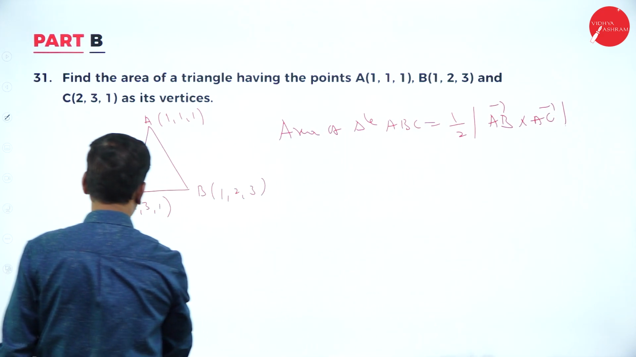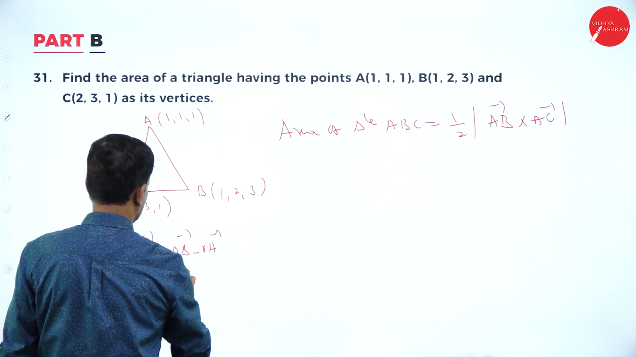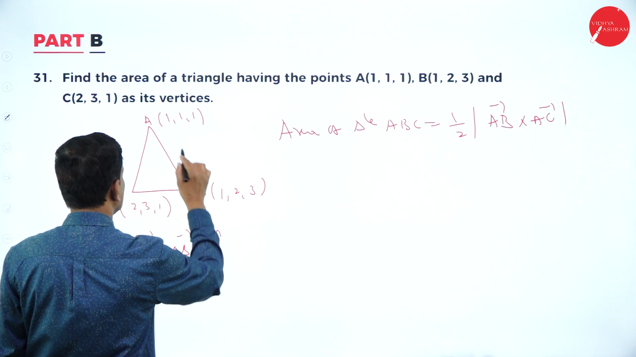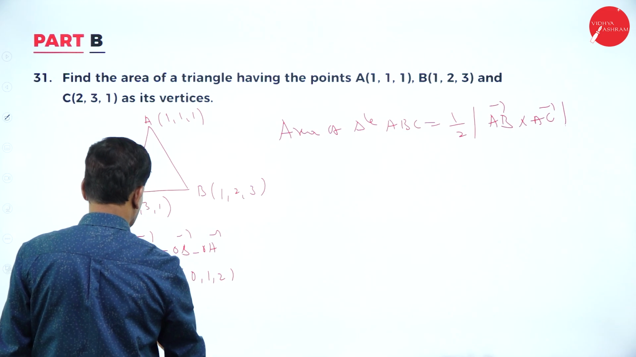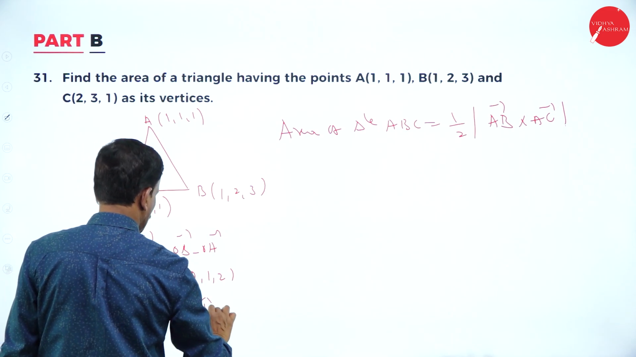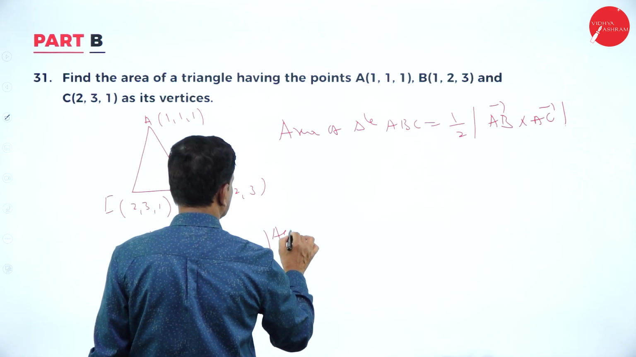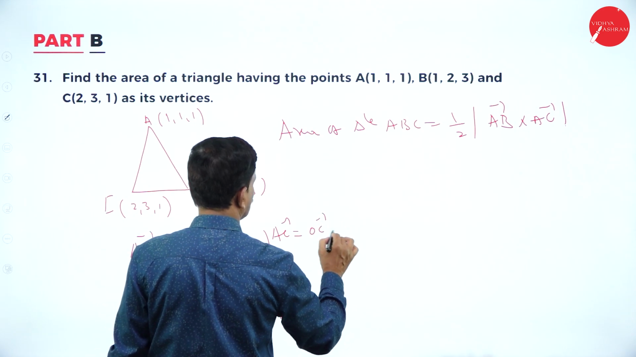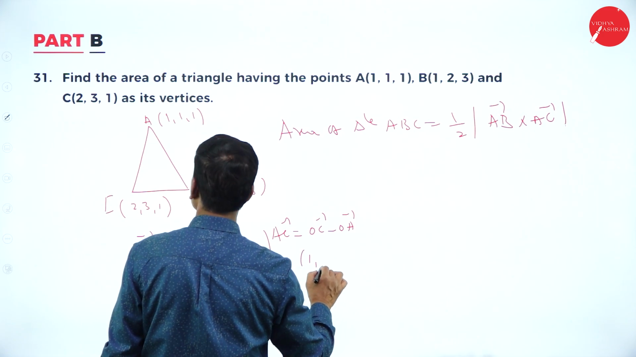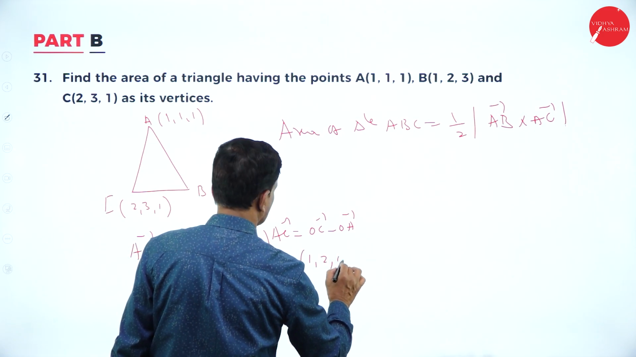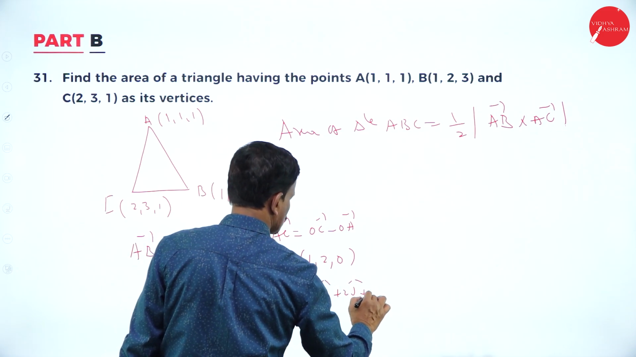Now just find out AB vector. AB is equal to vector OB minus OA vector. So OB minus OA is nothing but 1 minus 1 is 0, 2 minus 1 is 1, 3 minus 1 is 2. So vector AB is equal to 0i plus j plus 2k. Another vector, AC vector. Vector AC is equal to OC minus OA vector. So 2 minus 1 is 1, 3 minus 1 is 2, 1 minus 1 is 0. Therefore vector AC is equal to i plus 2j plus 0k.